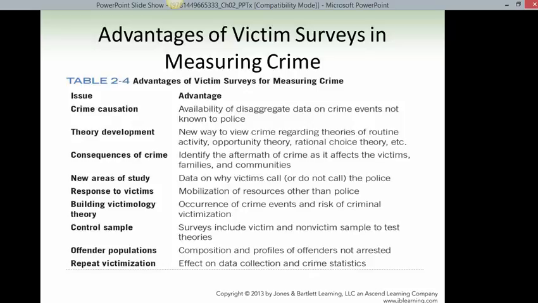Response to victims: mobilization of resources other than police. Building victimology theory: occurrence of crime events and risks of criminal victimization. Control sample: surveys include victim and non-victim samples to test theories. Offender populations: composition and profiles of offenders not arrested. Repeat victimization: effect on data collection and crime statistics.